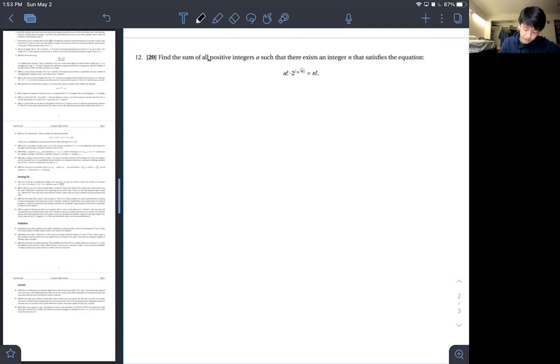So here we're trying to find the sum of all possible integers a such that there exists an integer n that satisfies the equation a factorial times 2 to the floor of square root of a equals n factorial. And we can cancel a little bit. So this becomes 2 to the floor of the square root of a equals n times n minus 1 all the way over to a plus 1.